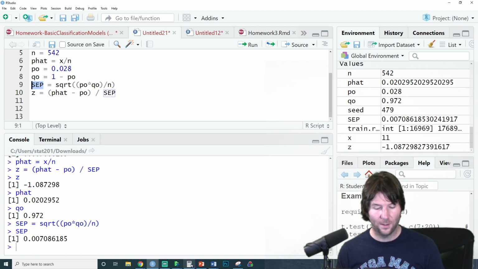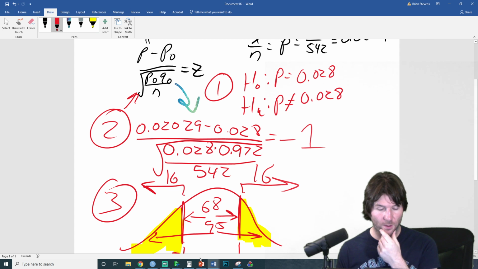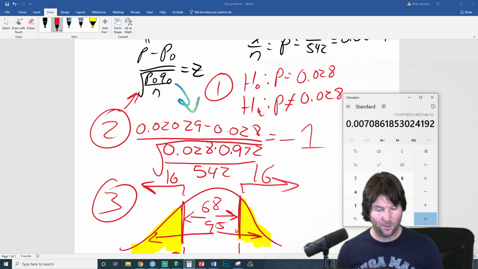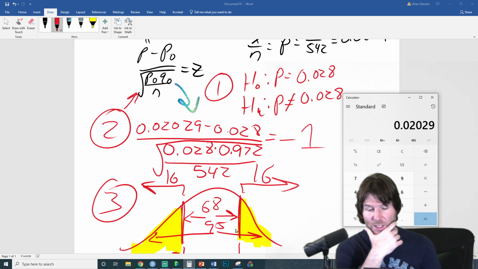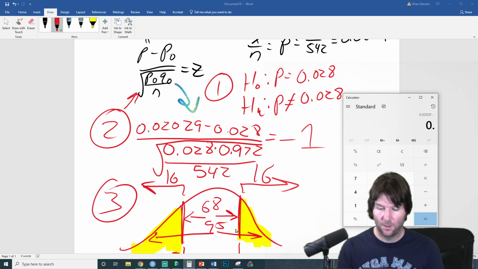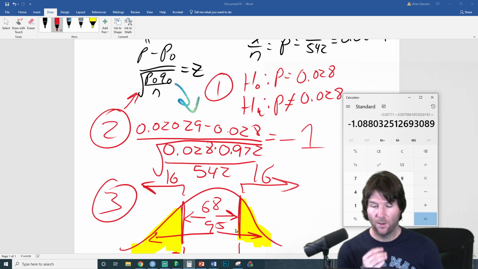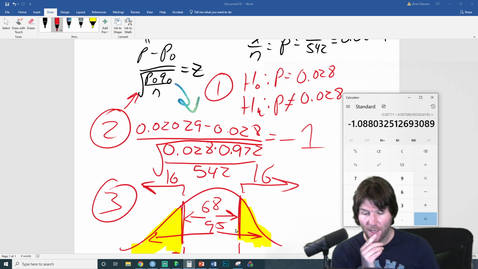So what's going on right here? Where am I doing the wrong division? Not the long division, but the wrong division. So I've got this copied in right here. 0.02029. Oh, is it the more decimals? You know what I think it is? Wow. I think I know what it is. Oh, now we get the right answer.